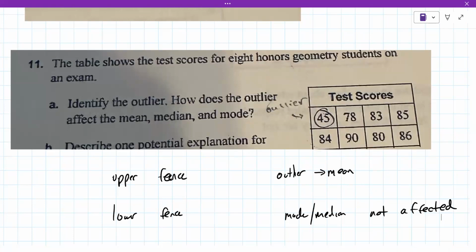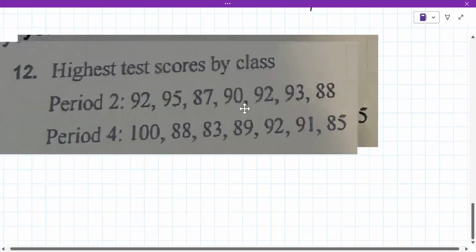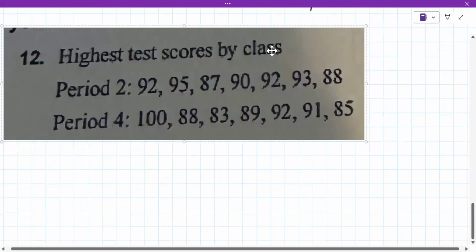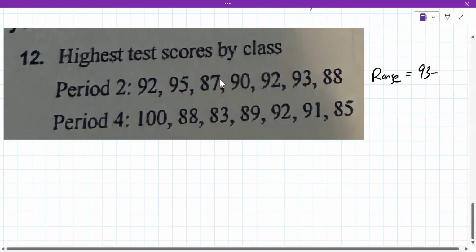So part B, your explanation's fine. No issue there. Any questions before we move on to 12? Nope. All right, so number 12. Range isn't bad. Be careful when you're doing your range that you really identify the max and the min. It looks like 93 is the max. Min is maybe 87.